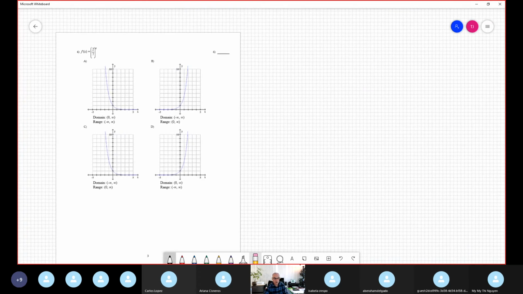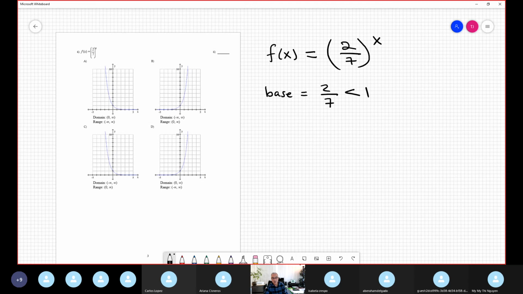This is f of x equal 2/7 raised to the x. Again, we have exponential. But what kind? Exponential growth or exponential decay? The base is 2/7, and 2/7 is less than 1. Entonces decay. Then my exponential is going down. Entonces this is no good. And this is no good. We focus on this and this.